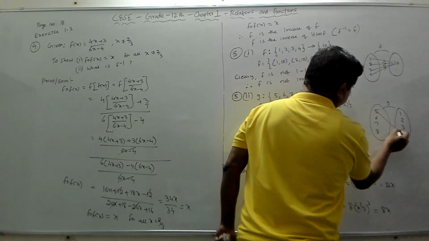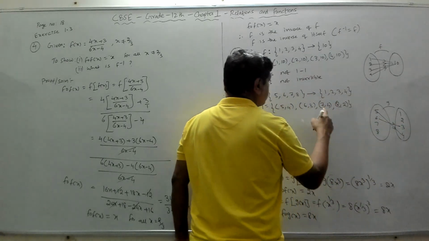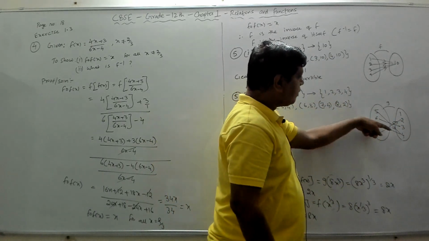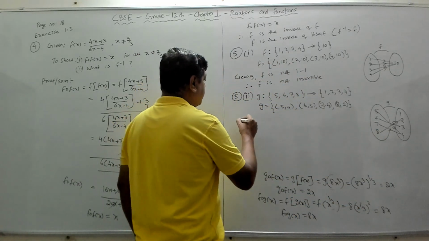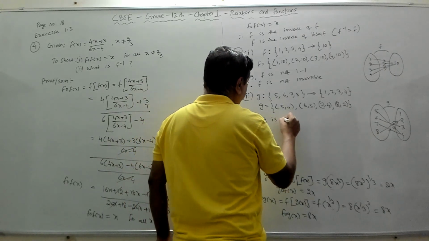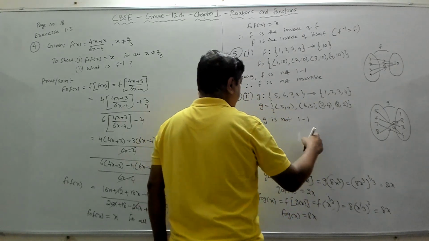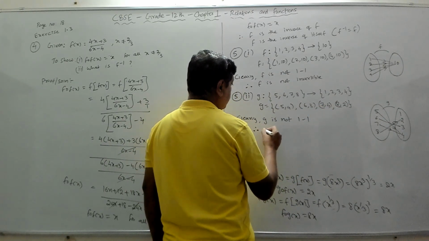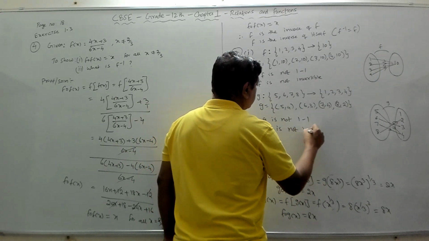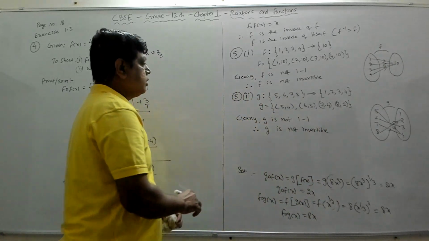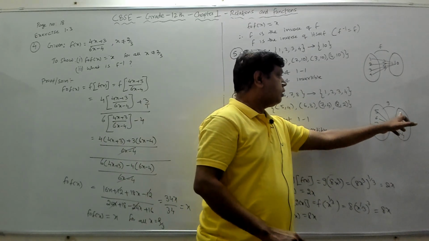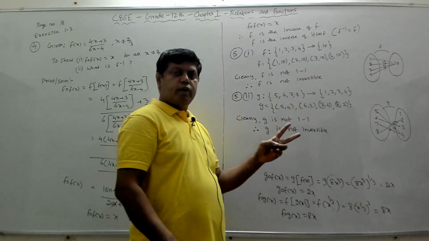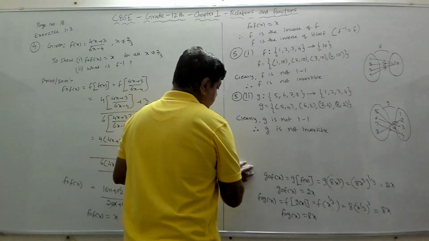Now 5 goes to 4, 6 goes to 3, 7 goes to 4, 8 goes to 2. So clearly it is not 1 to 1, because 5 and 7 are both going to 4. Two elements are going to the same thing. So g is not 1 to 1. Therefore g is not invertible, which means g does not have an inverse. It is also not onto here, because 1 does not have any element mapped to it. But not being 1 to 1 itself is enough to say that it is not an invertible function.